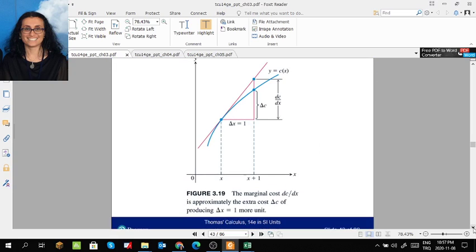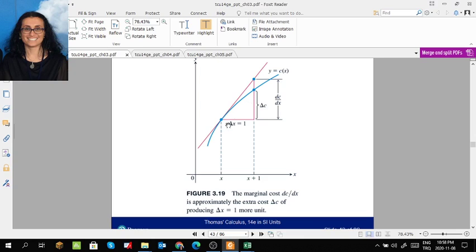Okay, so next, what is this? This is showing the marginal cost, which is the derivative of the cost function. Roughly, you can say this could be estimated if you just think about producing one more unit. So you're going to get an extra cost, which is delta C. It is right here. This is just an approximation. It's not really what it is.